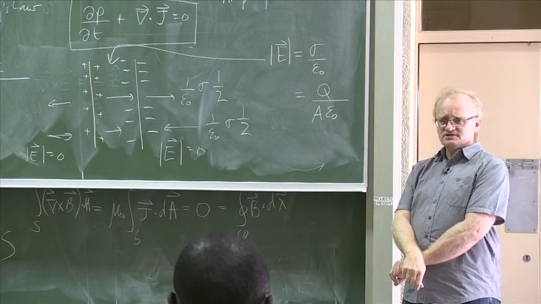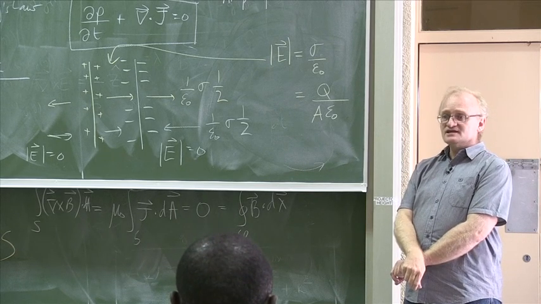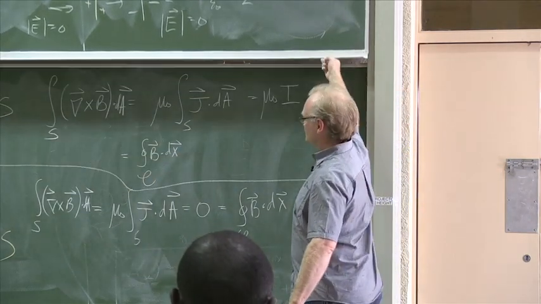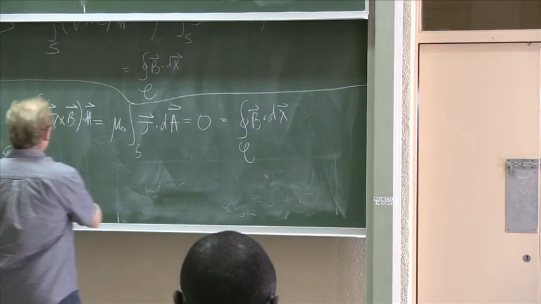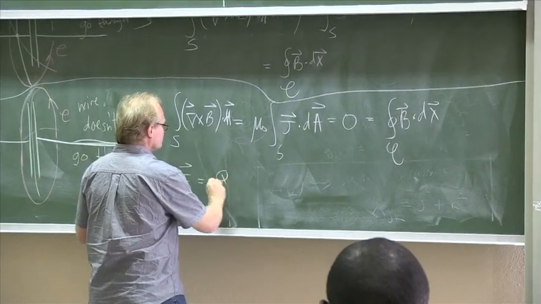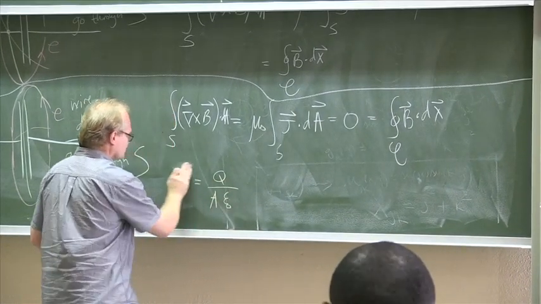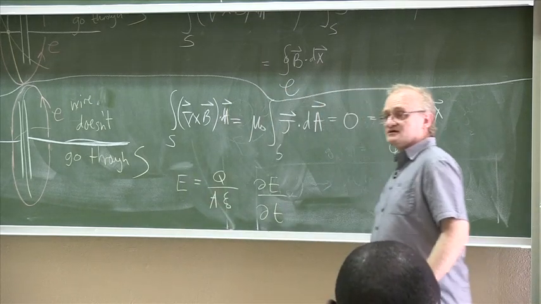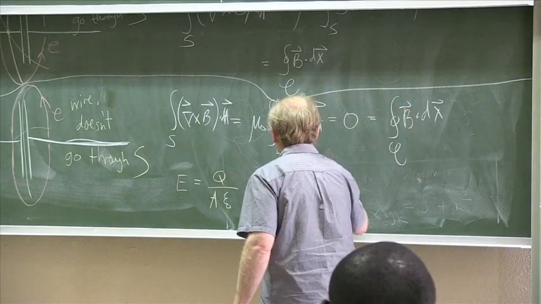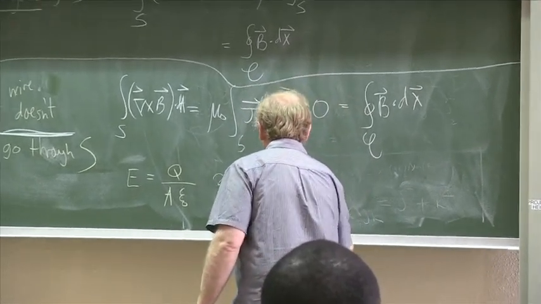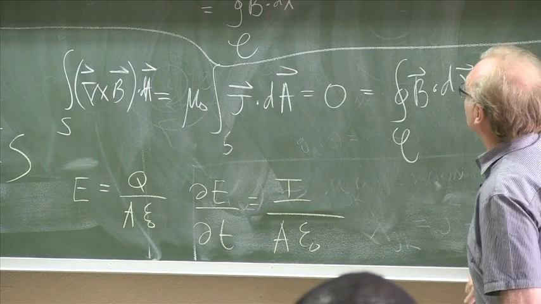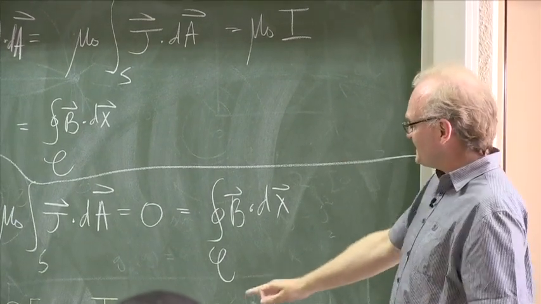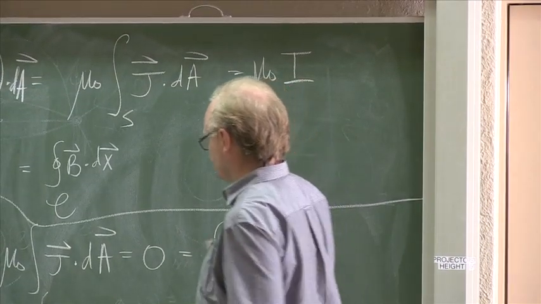What is the current equal to? dQ dt. So if I take a time derivative of E, E is equal to Q over A epsilon naught, the magnitude of E. So what is dE dt? I over A epsilon naught. Now, on the top board, I was getting mu naught I. So what will I get if I calculate, where do I want to put this? Maybe I'll put it just above.